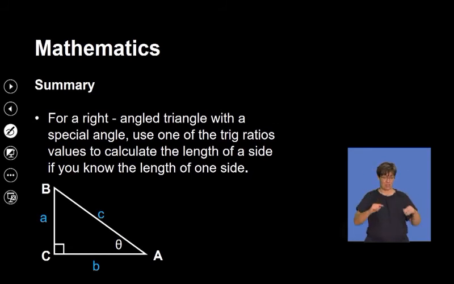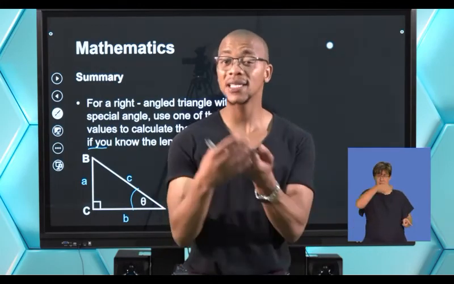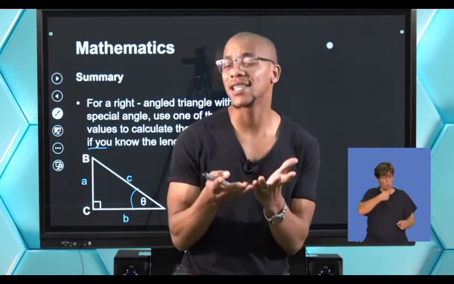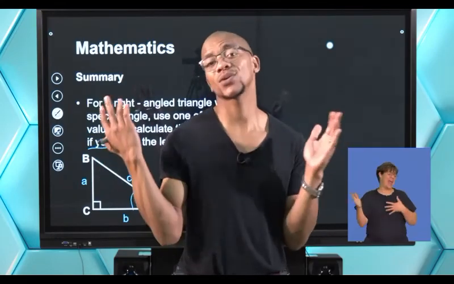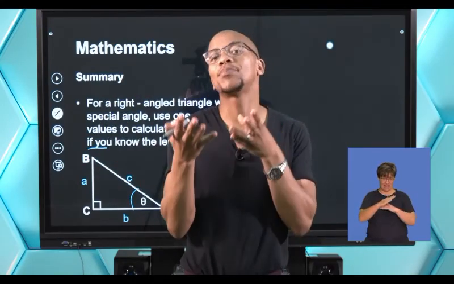Again, with a special angle, you use one of the trig ratio values to calculate the length of a side if you know the length of one side. So I want one side and I'm given one side, but I must also be given an angle there. So this answers the other question that we had, can I find an unknown side given just one side? And is this true for all angles? Yes, because we are saying for any special angle.